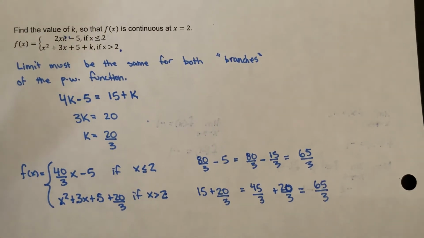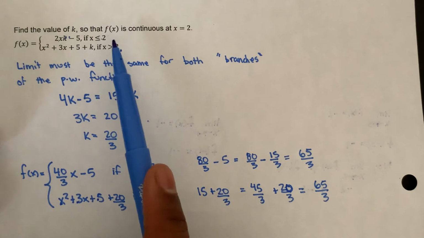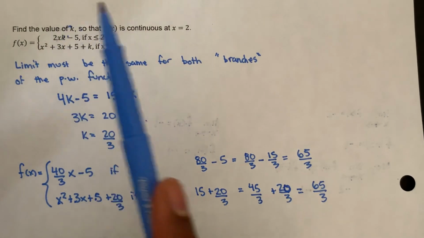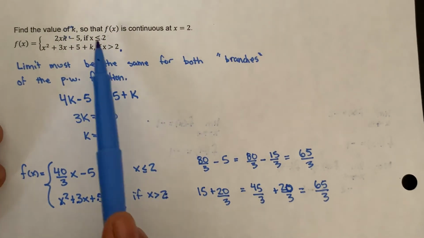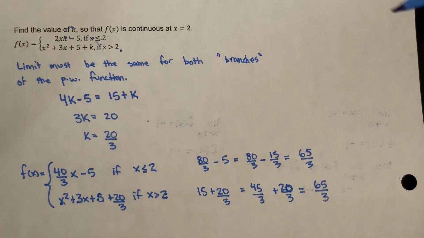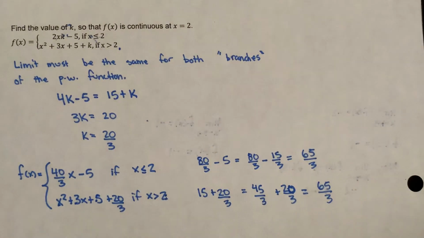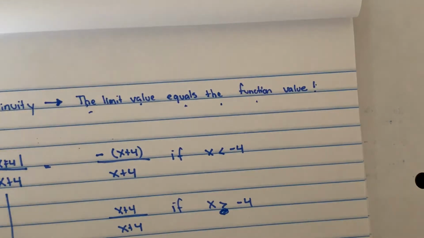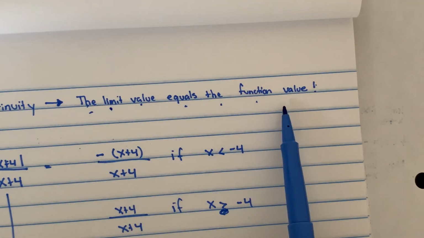So again, what we did was, if we're finding this mysterious value of k, then the limits have to be the same thing. We will come across a similar problem when we start derivatives and finding values that make things differentiable. So the takeaway from this video is that for continuity, the limit value equals the function value.